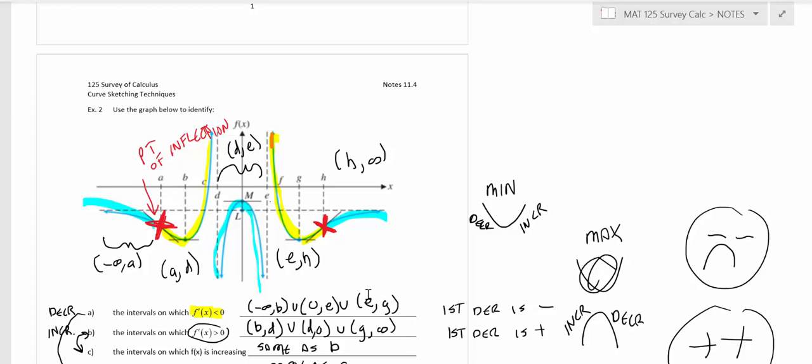See, this whole thing right here is concave up. You're concave up from A to D. So that's not a point of inflection. Okay, one other way to look at a point of inflection is like this.